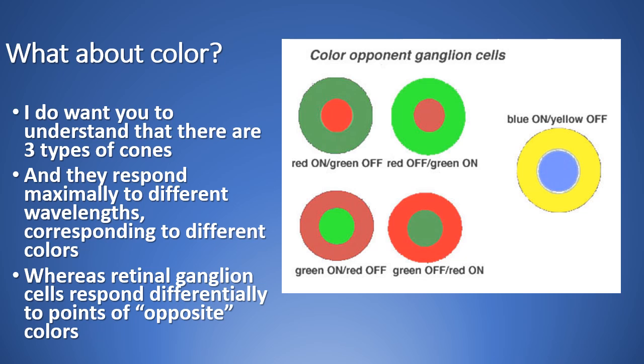So upper left-hand corner, if you have red on, green off, that means you put red in the center, you're going to get an on response for that ganglion cell. You put green anywhere in the outside of the receptive field, and you're going to get an off response in the ganglion cell. You can have the opposite, red off, green on, meaning green in the center, red in the outside. You can have all combinations of blues and yellows, but they're all opposites.